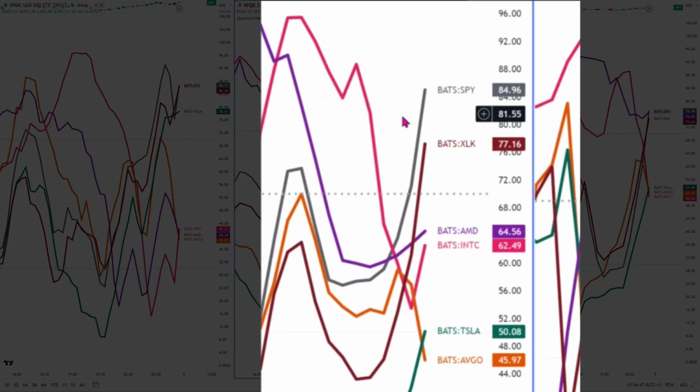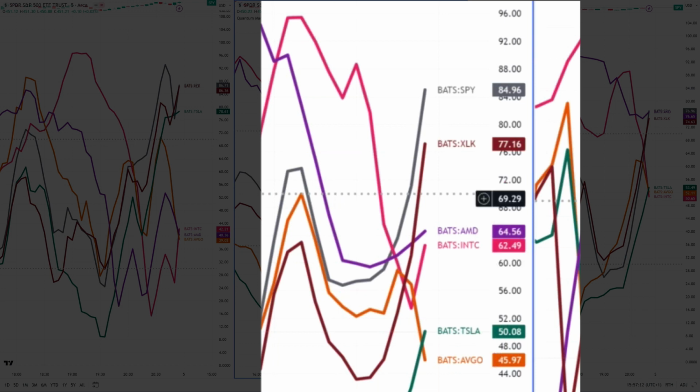The SPY is the gray line. The XLK, the sector, is the brown line. And then we have the purple line, which is AMD, that's Advanced Micro Devices. We've got INTC, which is Intel. We've got Tesla, which is the green here. And down at the bottom, we've got AVGO, which is Broadcom, which is the orange line.